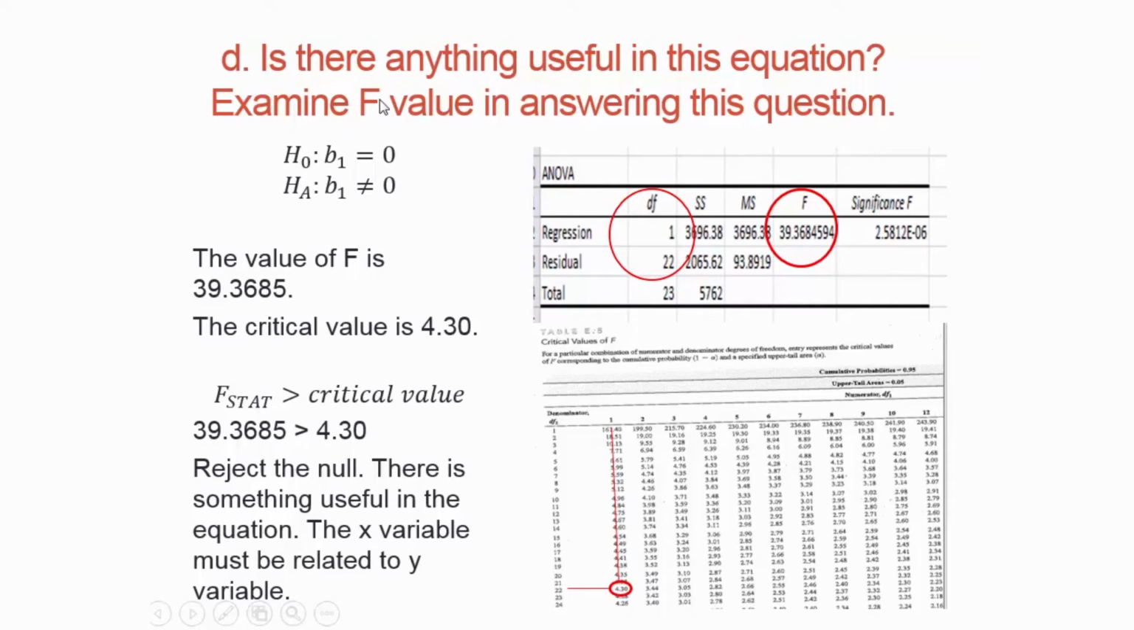Part D, is there anything useful in the equation? Here we want to examine the F value, and that's found on the ANOVA portion of the printout. Here's the value, 39.37. And the critical value, which we can find in our table, and here's the table down here, is based on 1 and 22 degrees of freedom. Now remember, the denominator has to be the 22, and the regression degrees of freedom would be the numerator. 1 and 22 gives me 4.30, and notice my upper tail area is 0.05. So if that's what I'm looking for, it says reject the null. There is something useful in the equation. The X variable is related to the Y variable. X being GDP per capita, Y being mobile social media usage in percentage.